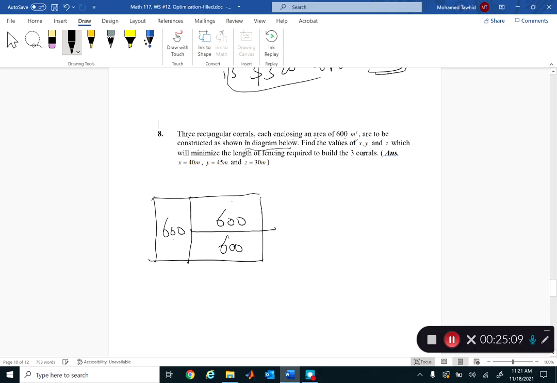Find the value of x and y and z. What is your z and what is your x? So here, that is your x, from here to there. That is the length x, and here, that is our y, right? Our y, and what is z? That is your y, from here to there.